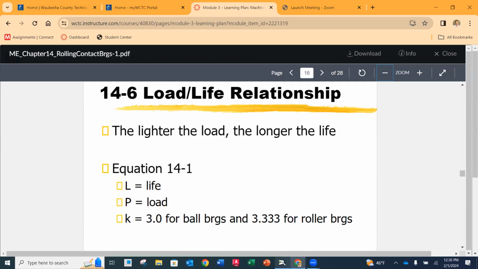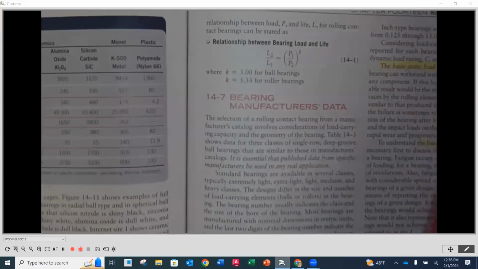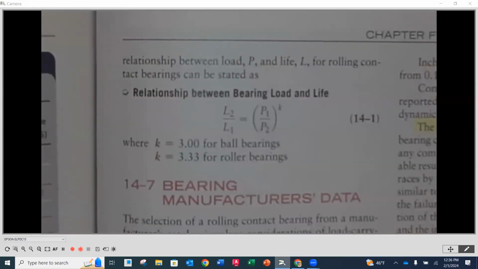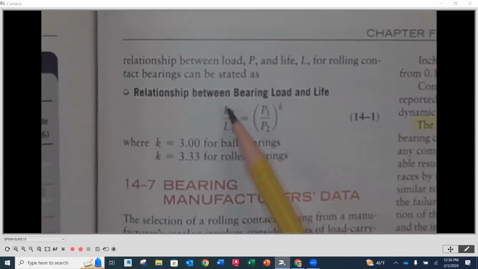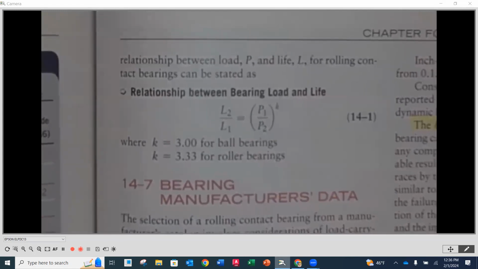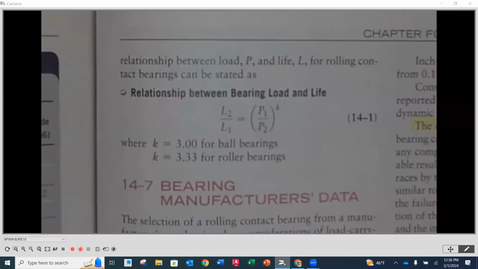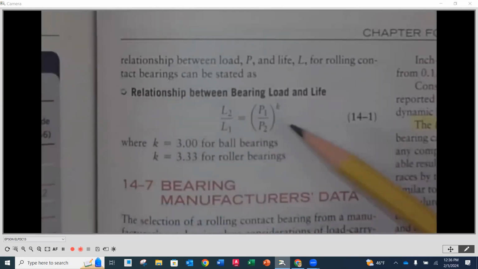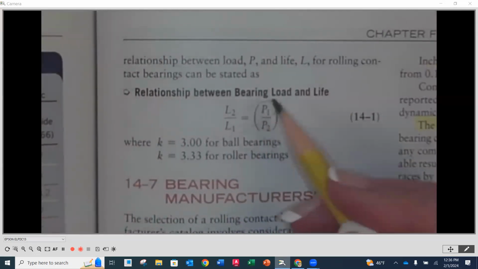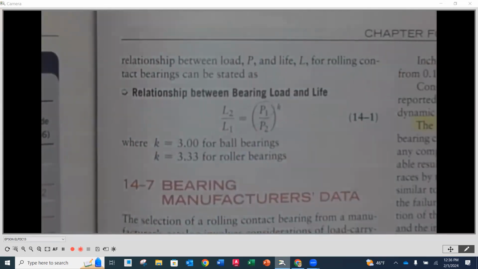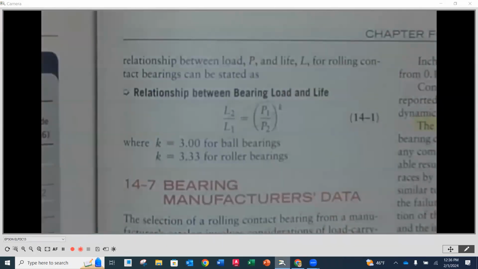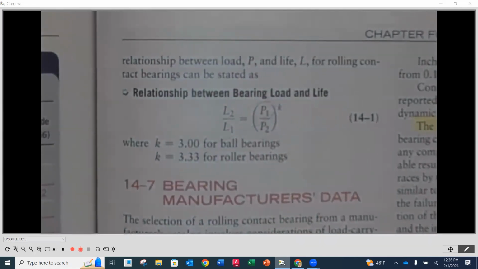So on page 571, I'm going to erase my marks here. There's equation 14.1 that gives us the relationship for that bearing load to bearing life. As we look at the L's here, the L's are the amount of life that we're expecting out of these in revolutions, or cycles. So how many times are those going to go around? And then the P's are going to be the loads. As you can see here, we would line up the load and the expected life with the L1 and P1, and then the load and expected life with the L2 and that P2.